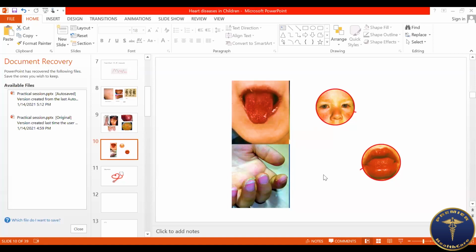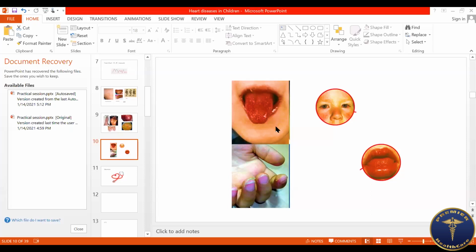Yes, very good. So it's like what? Yeah, it's strawberry, right? It's like strawberry. So this is called strawberry tongue.